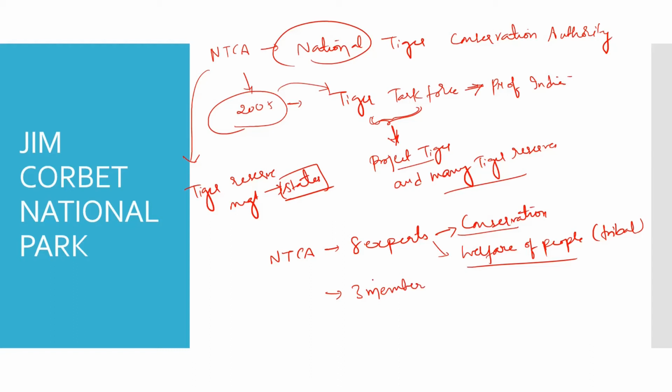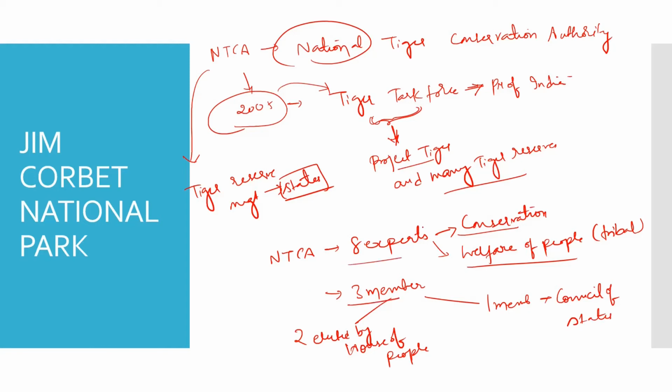Who are they? 2 of the members will be elected by the House of People, and 1 member will be elected by the Council of States. So if you see the structure of this, it has 8 experts and 3 members. The 8 experts will have knowledge about conservation and welfare, and out of the other 3 members, 2 will be elected by the House of the People, and 1 will be elected by the Council of States. Okay, let's move to the next topic.